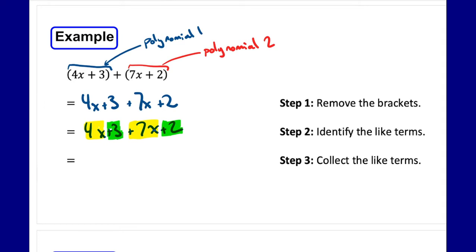Next, I need to collect the like terms. So I'm just going to add or subtract our like terms together. So 4x and 7x is 11x, and 3 plus 2 is 5. So I've added my polynomials together, and I've gotten a simplified expression of 11x plus 5. And that's adding polynomials.